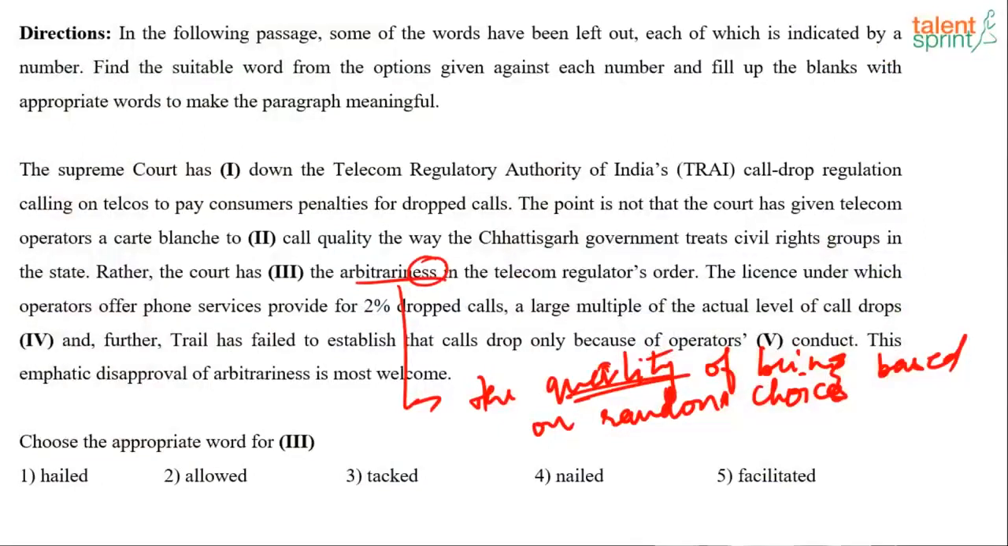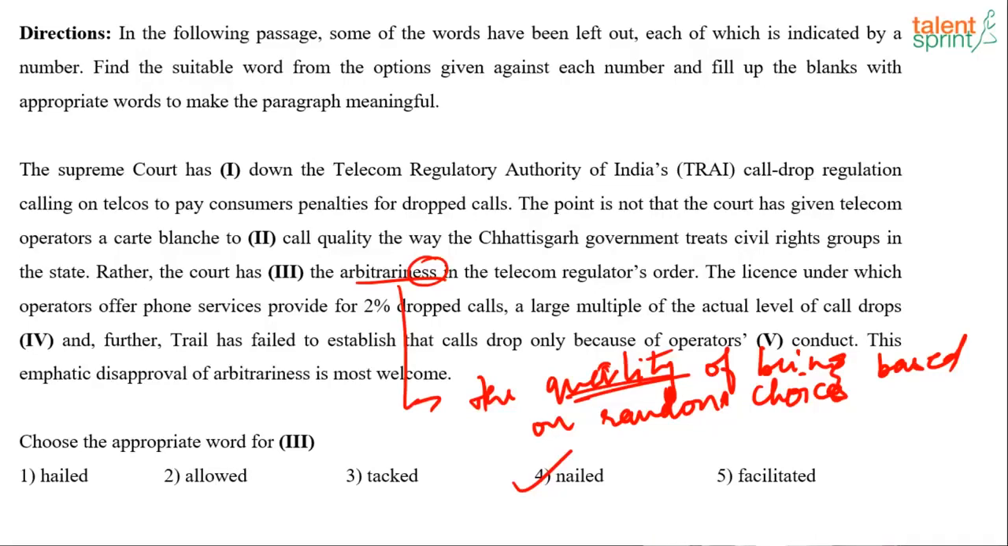So I hate his arbitrariness. It always gets us into trouble. That means because of his thinking on the spot and doing something without any logic or system, just going for it with the adrenaline rush, I hate that quality in him. It gets us into trouble every time. So rather the court has dashed the arbitrariness. What have they done? Have they hailed the arbitrariness? No, they have allowed the arbitrariness? No, we are talking about them nailing the arbitrariness in the telecom regulator's orders.